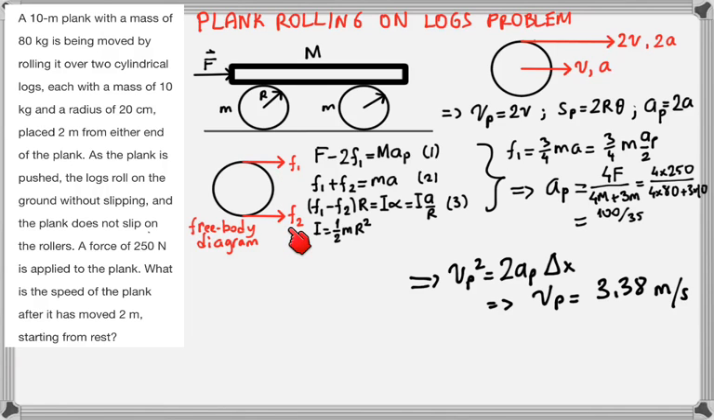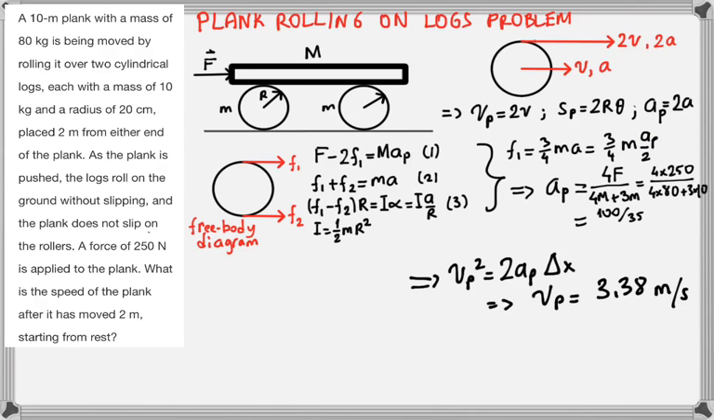F2 is the frictional force between the ground and the cylinder, and F1 is the frictional force between the plank and the cylinders. These two forces are in the same direction. That means the net force is F1 plus F2, and this will be equal to m times A. Small m is the mass of one of the cylinders, and A is the center of mass acceleration of the cylinders. We already know that this AP is twice this A, and there is a relation between them. And this relation is here, okay?